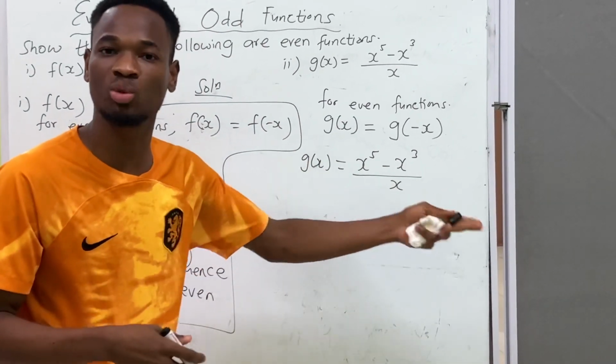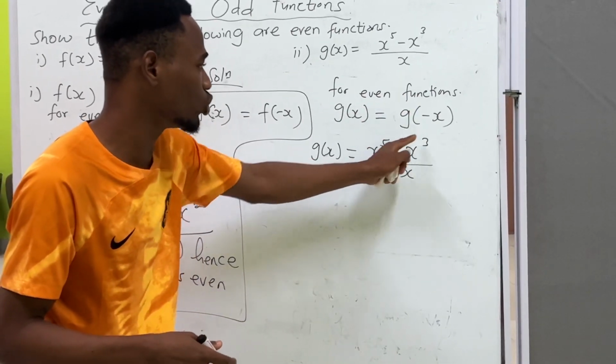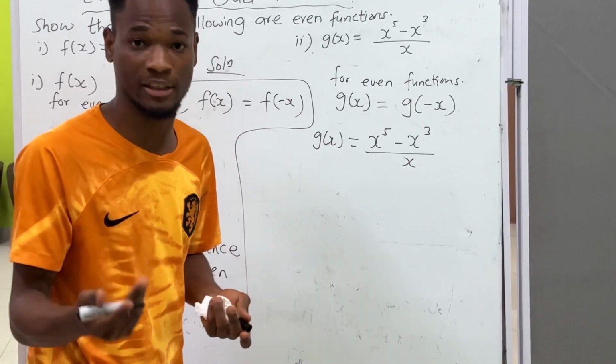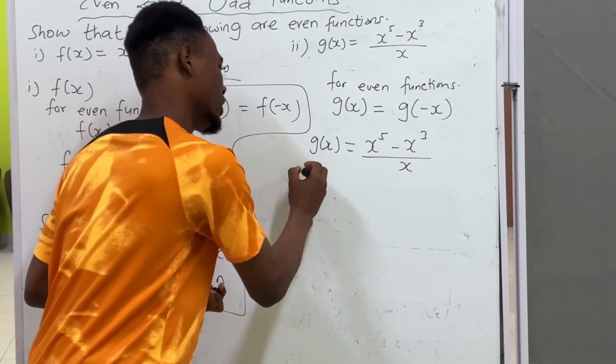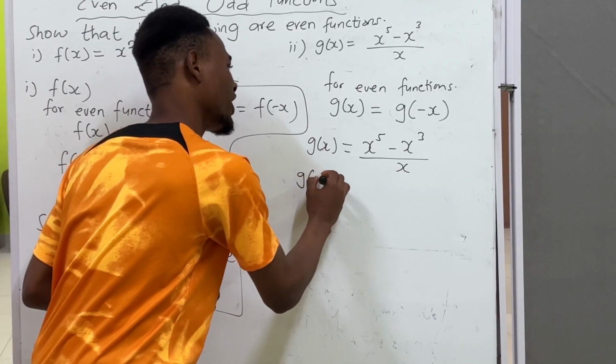You can name it as equation 1. Then this one equation 2. Then now come and compare. They are the same. Are you okay? So now, let's solve for g of negative x.